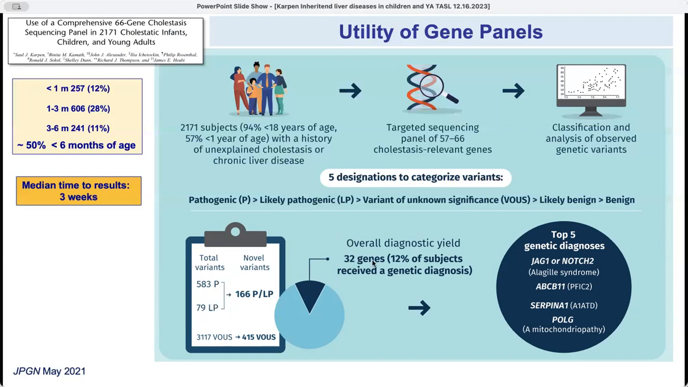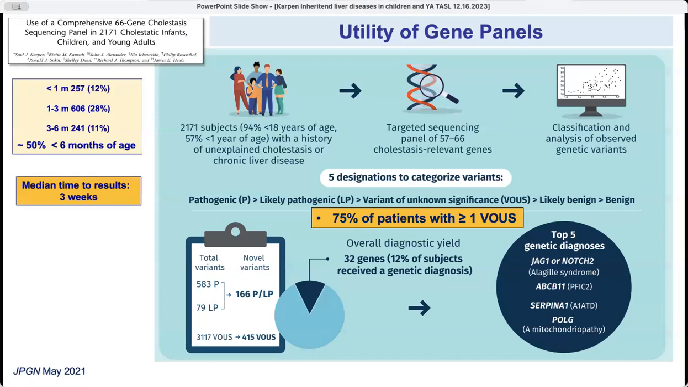So what about the positive aspects of this panel? 32 genes out of the 66 yielded diagnoses. Of those, only 12% got a diagnosis in this open panel of entry. There were really these 5 that were most prominent. Alagille syndrome was number 1, JAG1 or Notch2. A close second was ABCB11. In our populations, alpha-1 antitrypsin deficiency. But a surprise, and we put this on the panel, was a mitochondriopathy was number 5. This just tells us that there are some surprises when we do these gene panels.